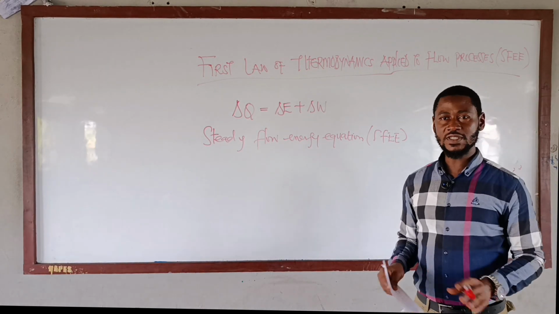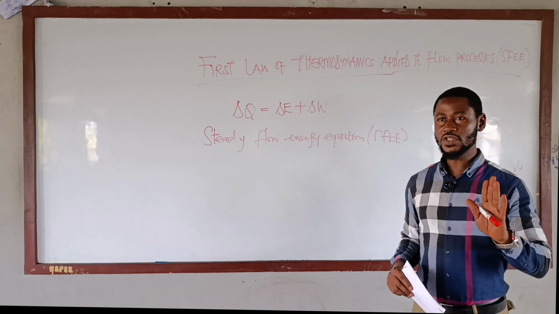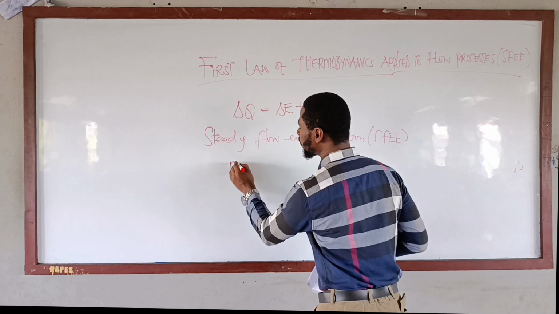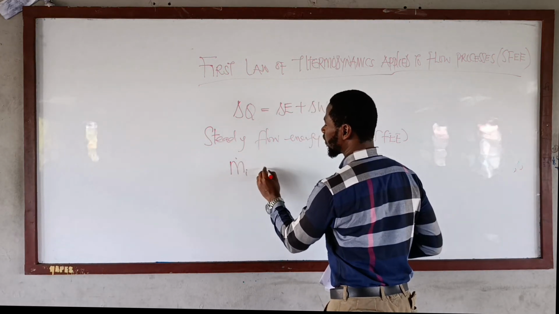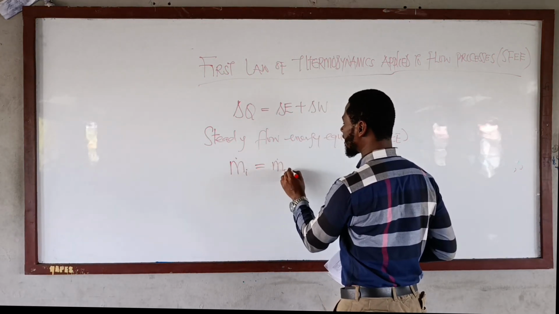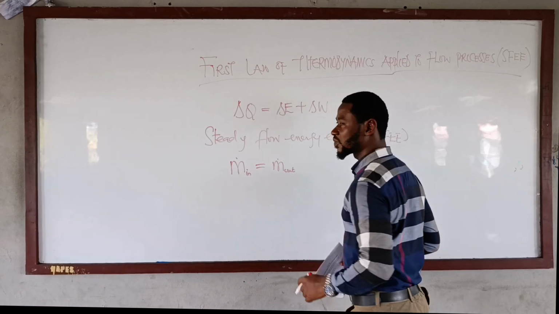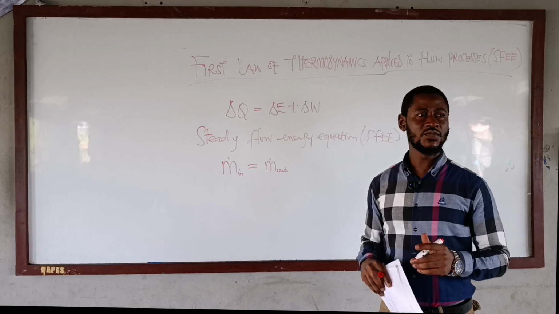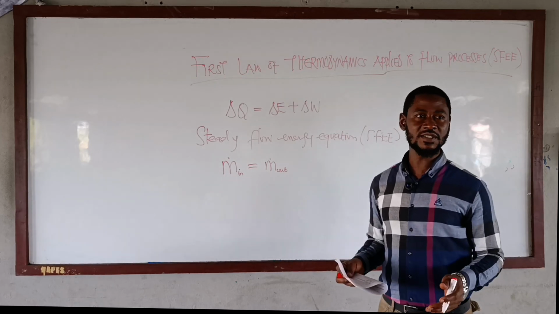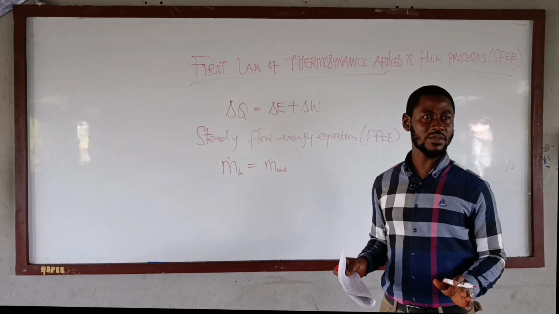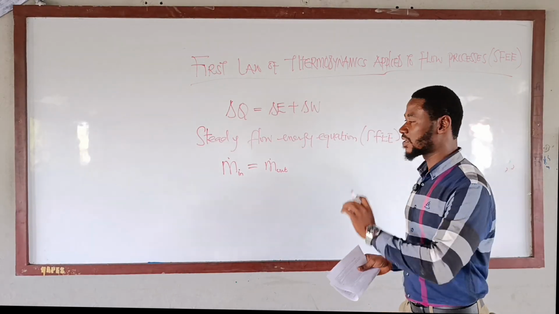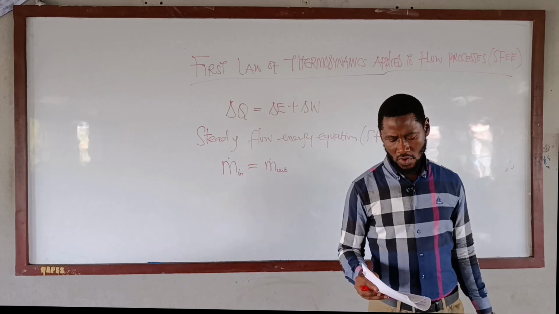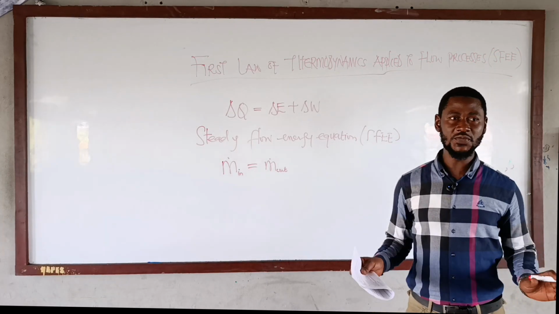A process is said to be steady when it fulfills these three conditions. Number one, the mass flow rate at the inlet is the same as the mass flow rate at the outlet. Then also, when some fluid properties such as velocity, pressure, density do not change with time, such a process is also known as steady. And lastly, no accumulation of mass or energy inside the device.